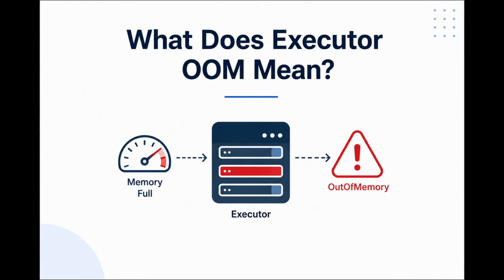Let's begin. Before discussing the causes, let's understand what an executor out-of-memory error actually means. During a join, every executor receives one or more partitions to process. The executor must hold data in memory while performing operations like sorting, shuffling, or building hash tables. If the amount of data assigned to that executor exceeds the available execution memory, Spark first tries to spill intermediate data to disk. However, if the memory pressure continues to increase, or Spark cannot allocate additional memory, the executor throws an out-of-memory exception, and the task fails.